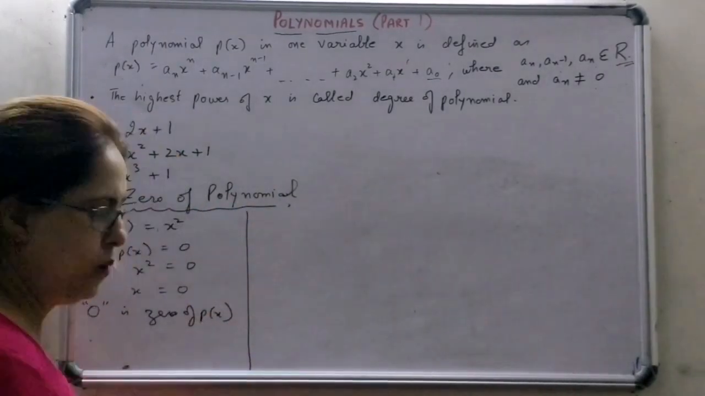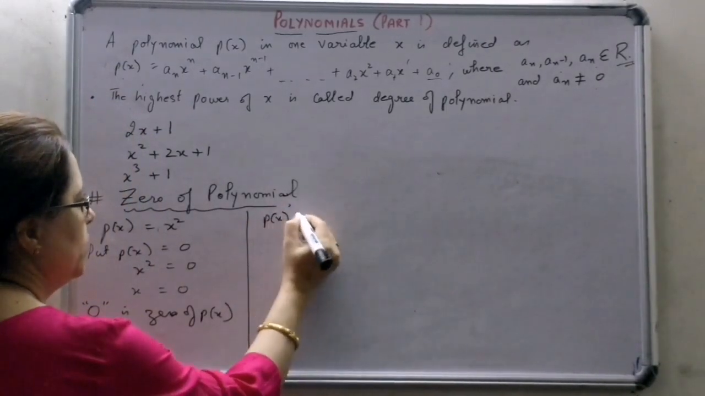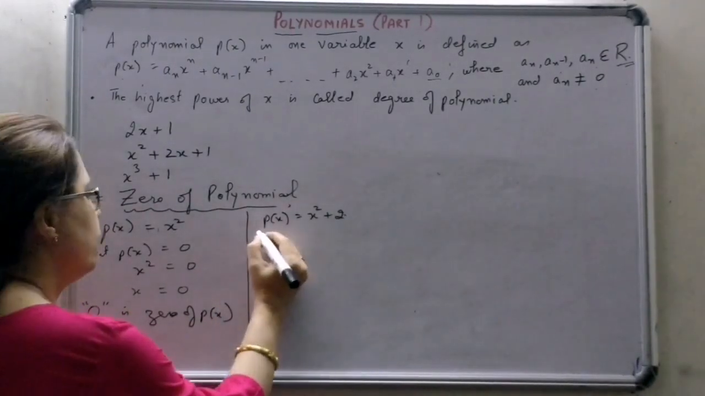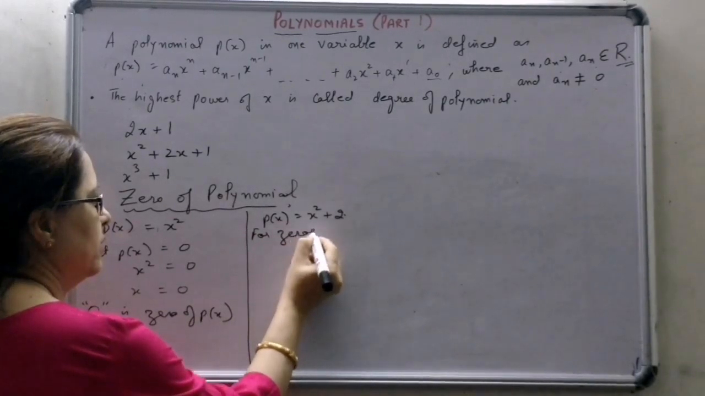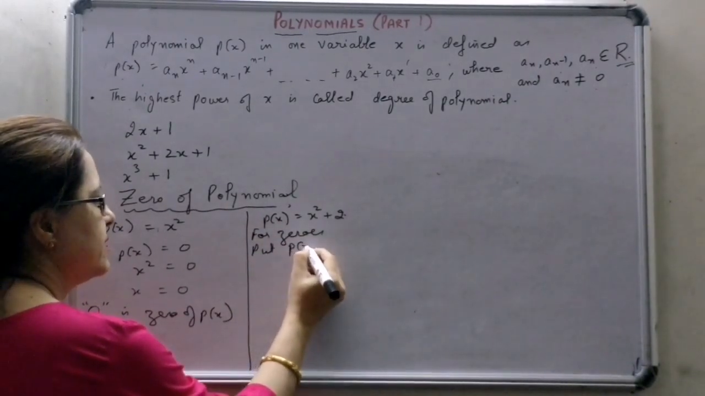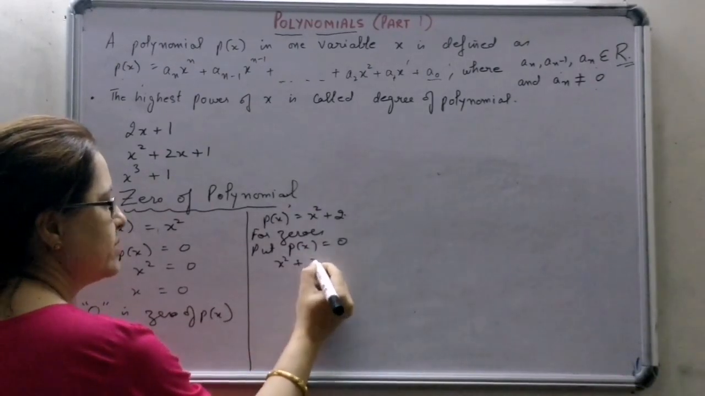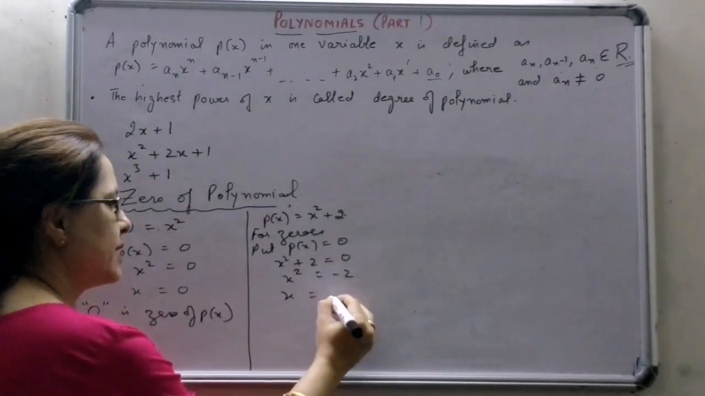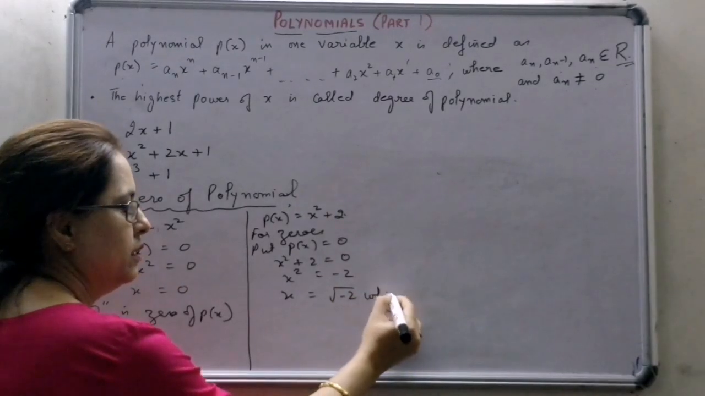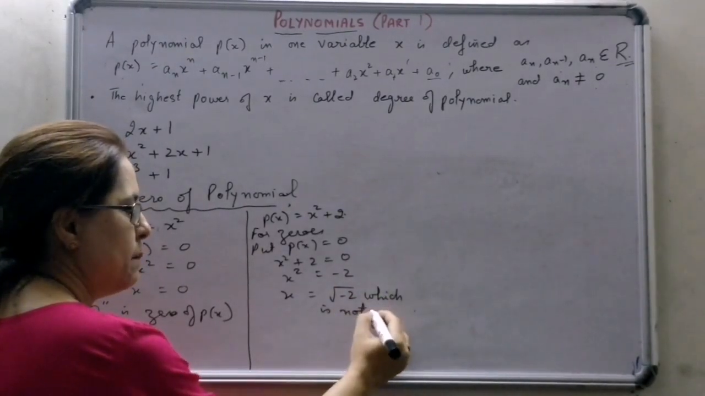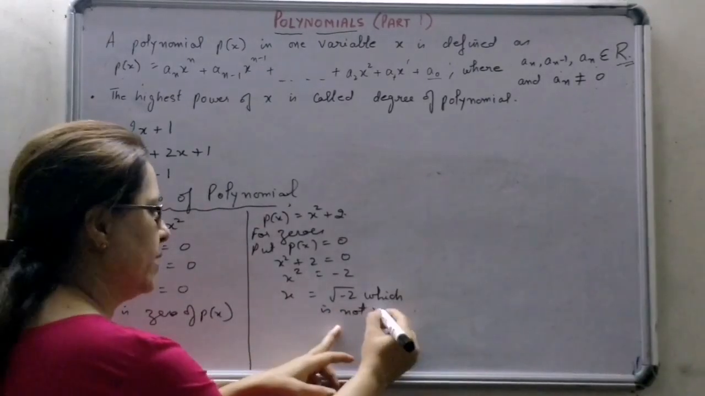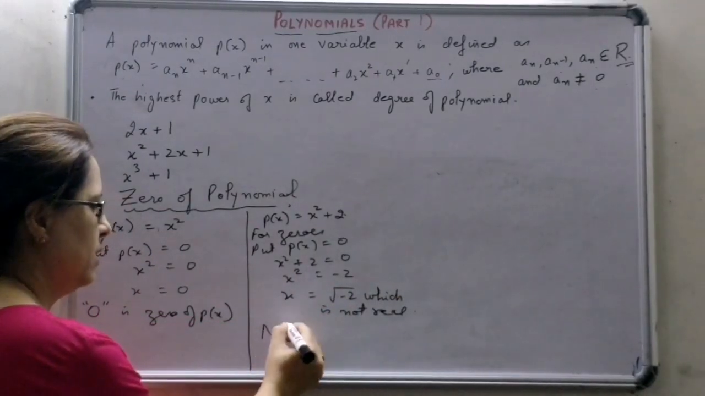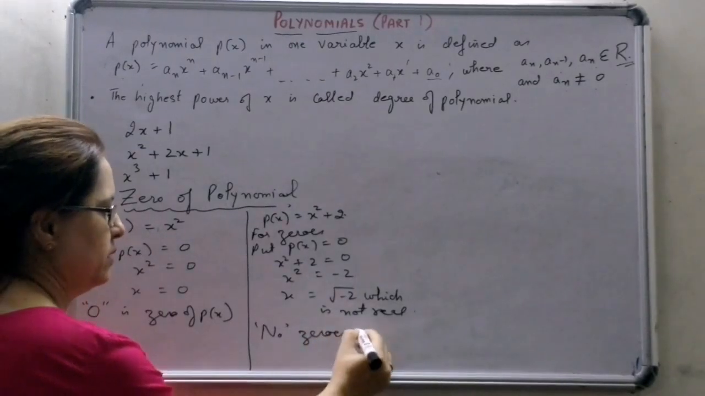This is one example where we had only one zero. I am taking up another example now. Say p(x) is equal to x square plus 2. Now I have to find the zeros of this polynomial. So for zeros, put p(x) equal to 0. It means x square plus 2 is equal to 0, so x square is equal to minus 2. That implies x is the square root of minus 2, which is not real. Since the square root of minus 2 is not real, this polynomial is not going to have any zeros. No zeros are possible.